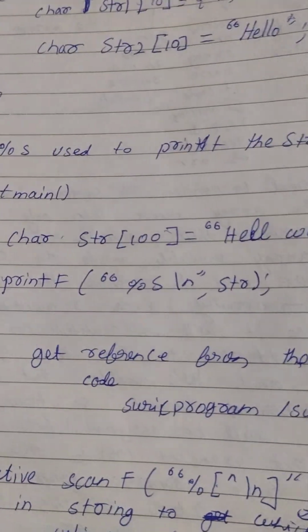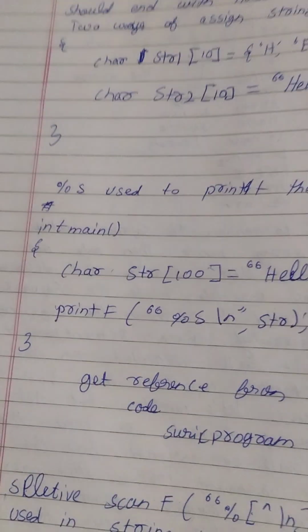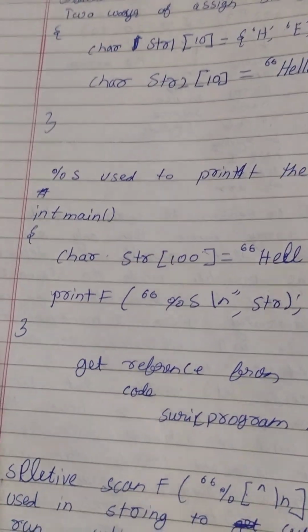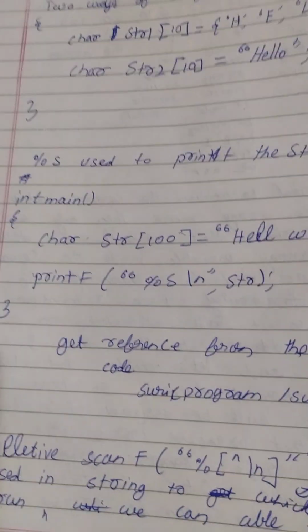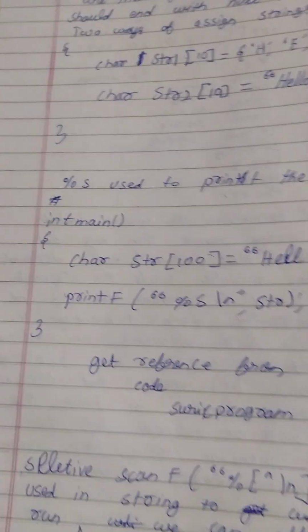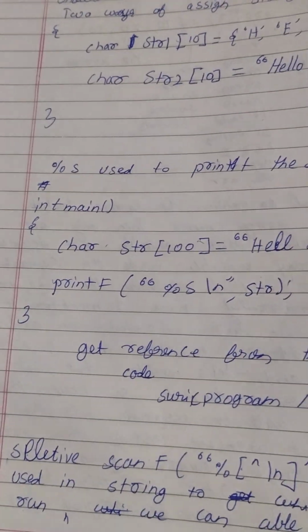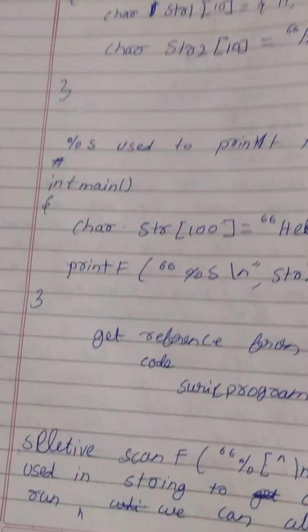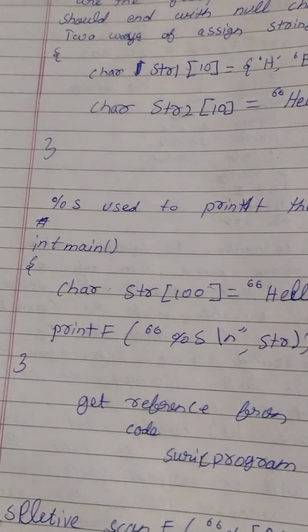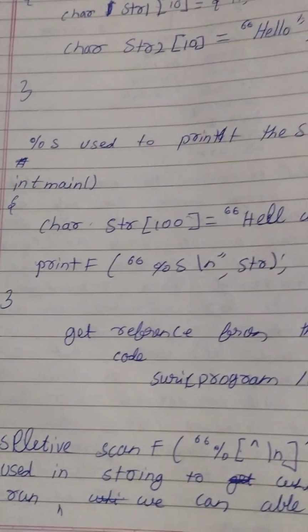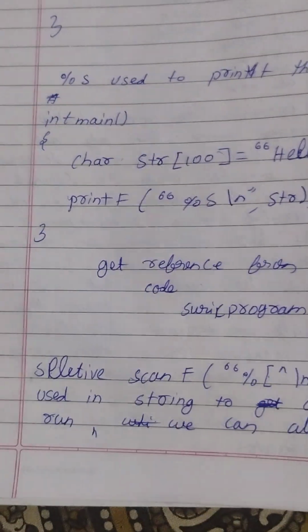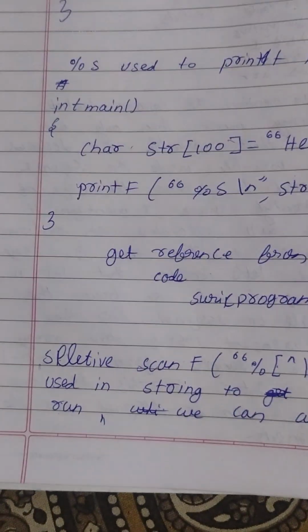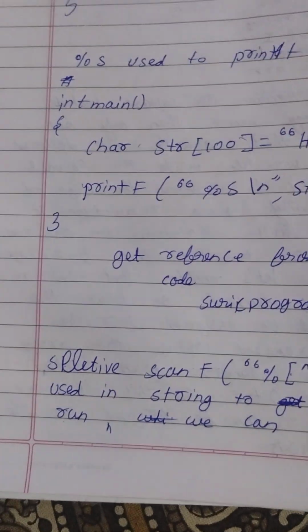After giving the string name as str, next I am going to add square brackets. Inside the square brackets we need to write a limit size. So what size can I write? I can go for 100. So this is how we can declare a string. So successfully we declared a string. Now the next step is to get input from the user.